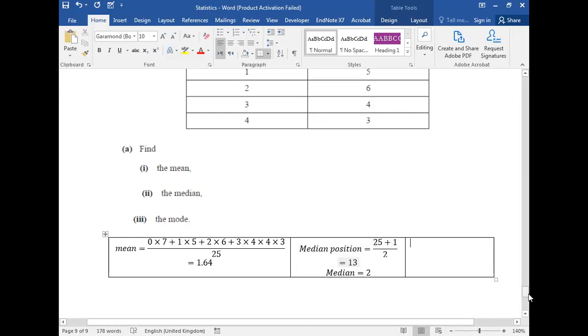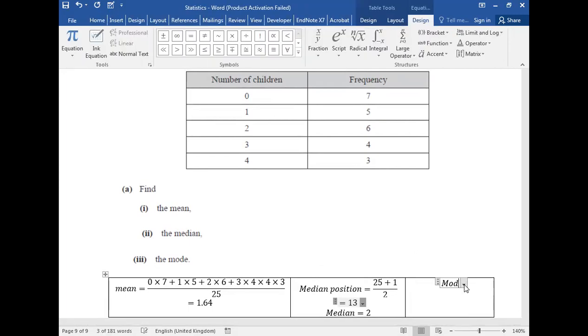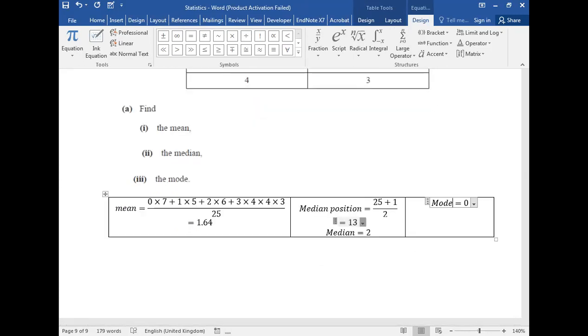Now mode: which value is the most occurring value? 0. Brilliant. Mode is 0 because it is the value which is most occurring. Is this clear?